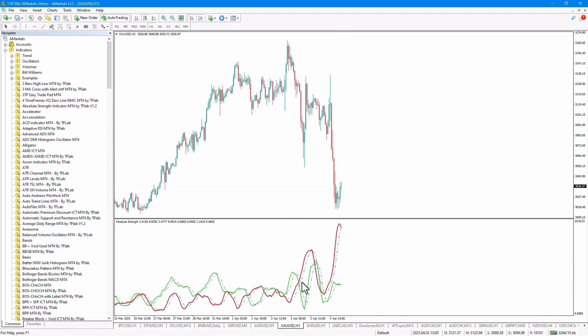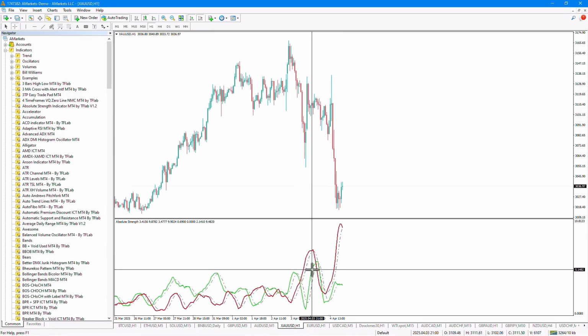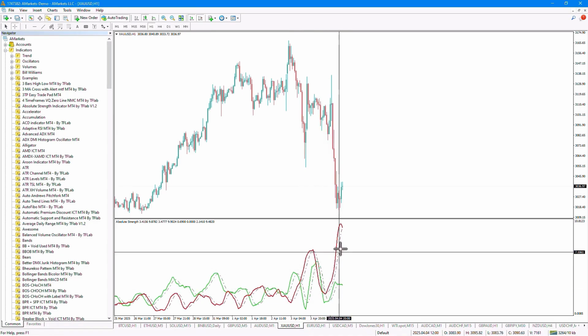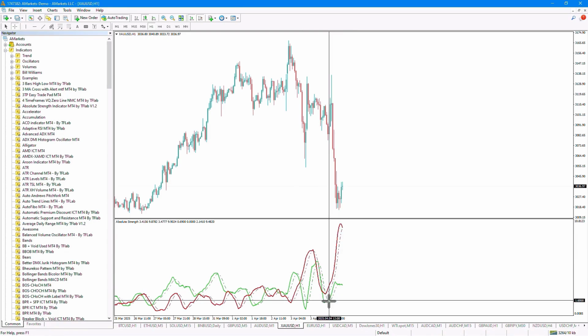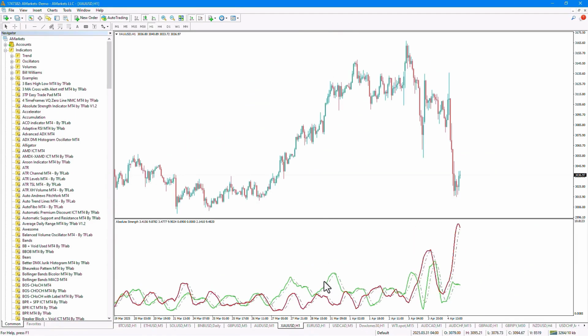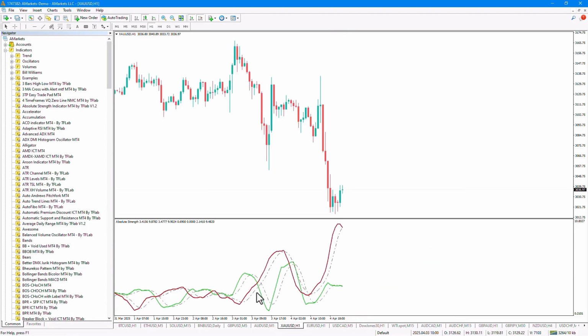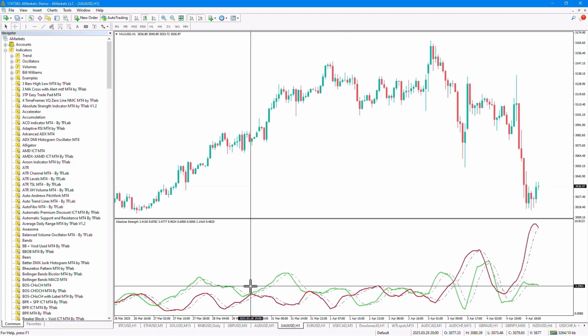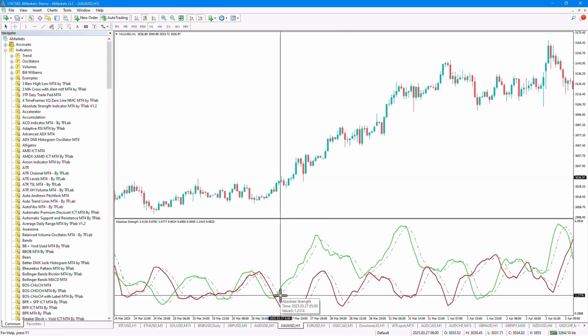When the red line crosses over the green line upwards, it indicates the strength of sellers. And we can see here that with the upward movement of the red line, the price moves downward, showing the strength of sellers. And when the green line crosses over the red line upwards, it indicates the strength of buyers. Additionally, traders can enter sell or buy trades in the market when the dotted lines, which act as signal lines, cross.